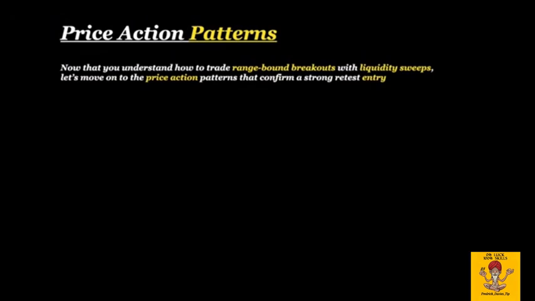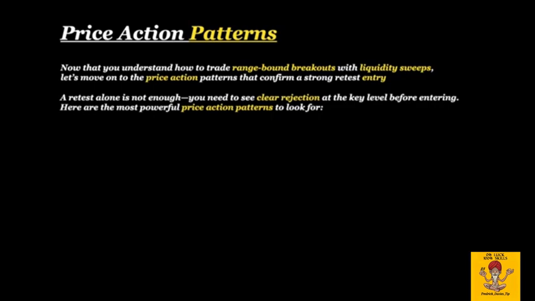Now that you understand how to trade range-bound breakouts with liquidity sweeps, let's move on to the price action patterns that confirm a strong retest entry. A retest alone is not enough. You need to see clear rejection at the key level before entering. Here are the most powerful price action patterns to look for. The first pattern to look for is called wick rejections.